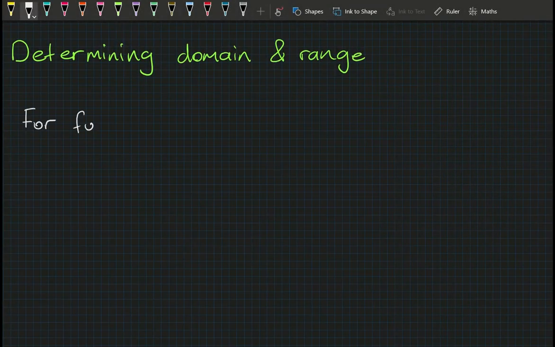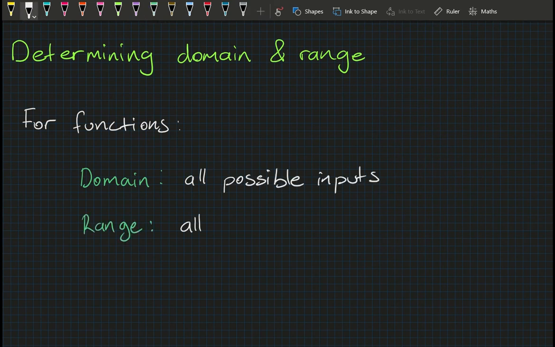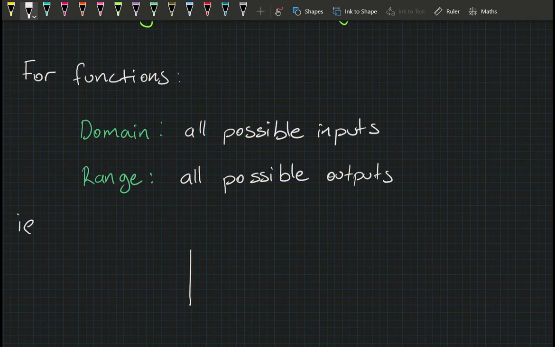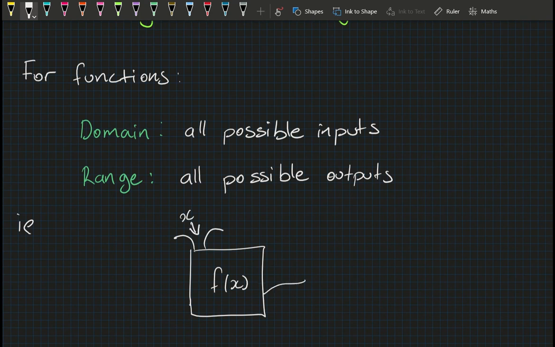With regards to functions, the domain is all possible inputs and the range is all possible outputs. The way I like to think about it is, if we have a function machine, f of x, then our domain is anything that could fit in there, and the range is what it shoots out. Sometimes figuring this out is really obvious, other times you're going to need to use a bit of reasoning and maybe even a bit of algebra.